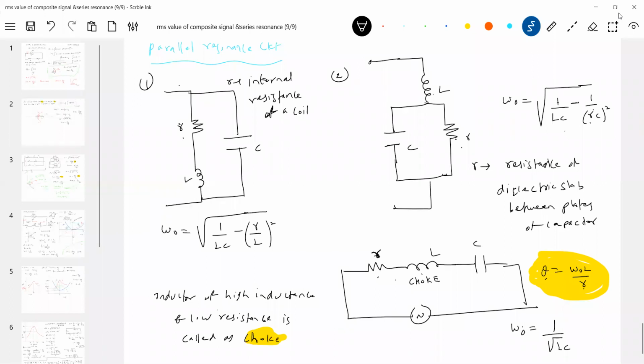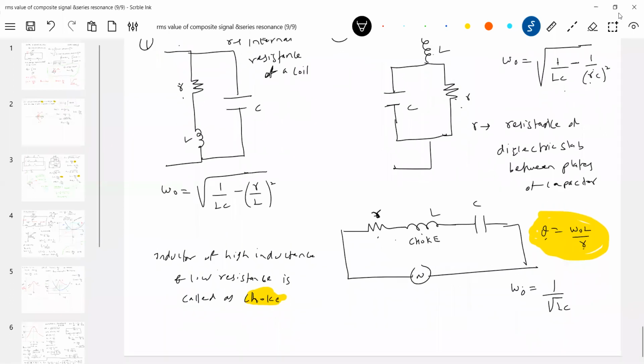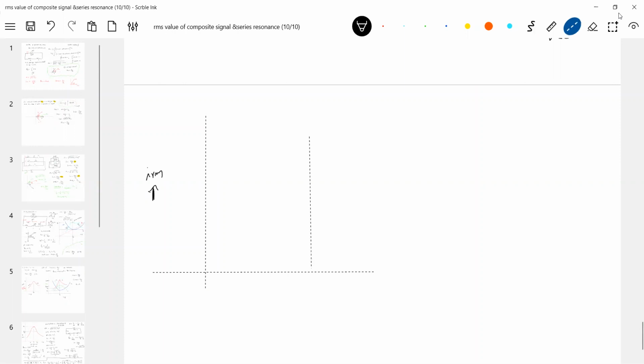For this, what should happen here? In a parallel resonance circuit, we have to take help of current, not the voltage. So how will the overall response of the circuit be? If I plot the current I RMS, this is the resonant frequency. The current will be minimum at resonance, and the impedance will be maximum.